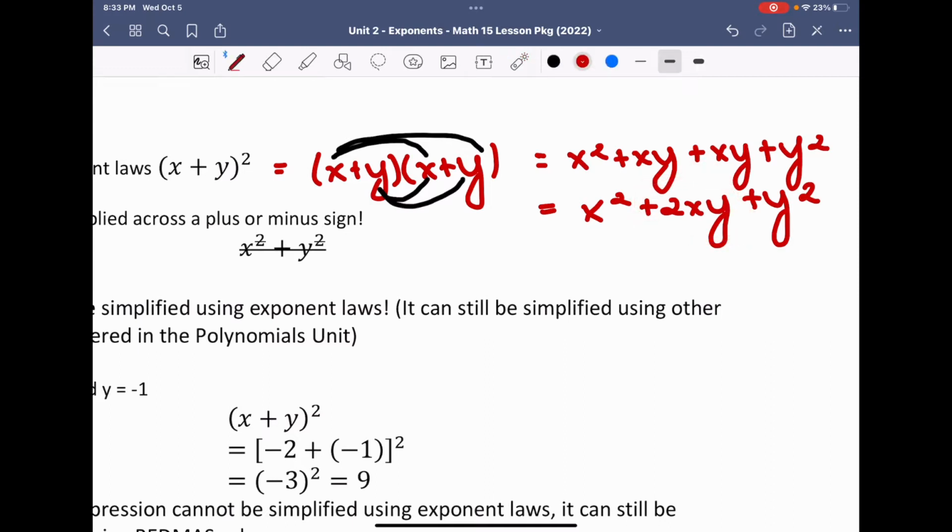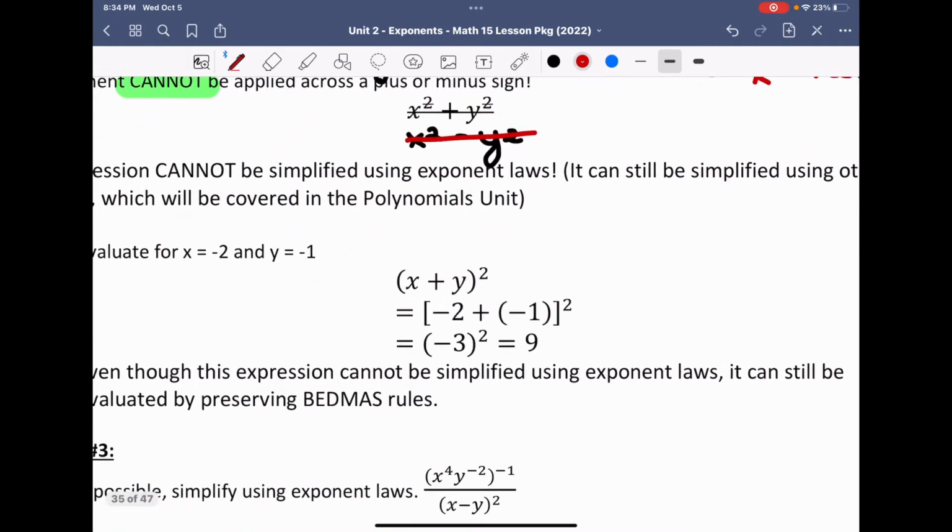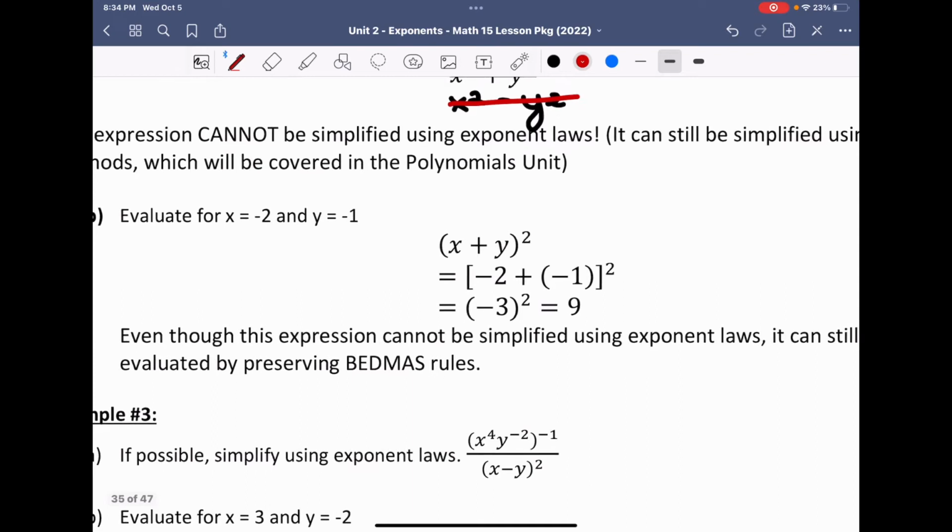And the same goes for, what if I was to put x minus y squared? Well, the same thing would apply. It's not fair to say x squared minus y squared. That is definitely not reasonable in this case. We know that we have to actually FOIL this out, or we have to just realize that we can't just apply the power here.